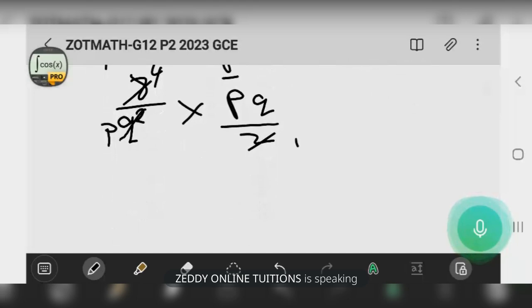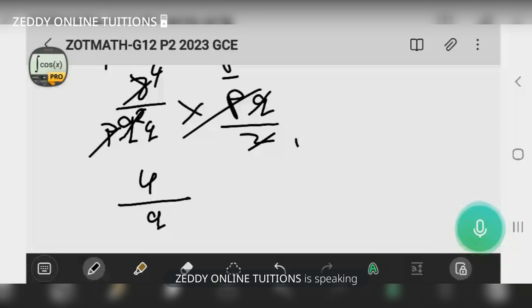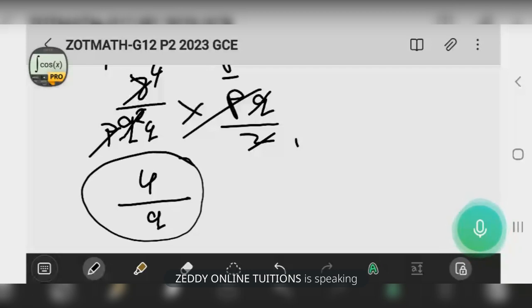So this one will cancel with that one, and we remain with a single q there, and the p will go with that p. Have you seen? Yes. Which means that 4 multiplied by that, we are going to have 4 on top, over what is remaining there. We have a single q. So this is 4 over q, right? Yes. So that's basically it.